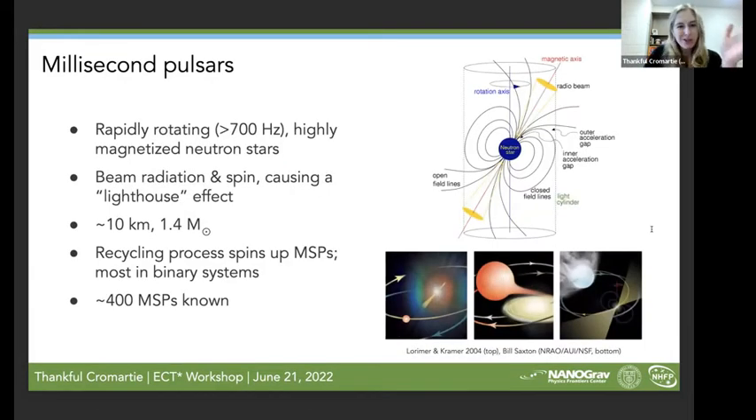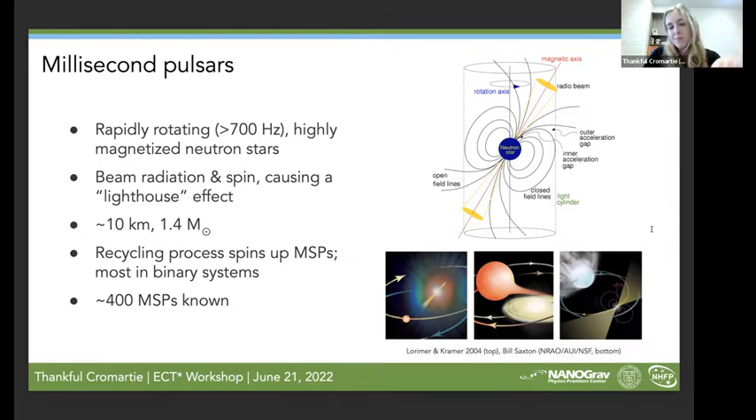Okay, millisecond pulsars, these are a subclass of neutron star, very rapidly rotating, highly magnetized neutron stars. They beam radiation out of their magnetic axes as they spin. We see this as a pulsating signal, but pulsars don't pulse themselves. It's like a lighthouse spinning around in space. We know that there's something like 10 kilometers, 1.4 solar masses, but obviously that is subject to a lot of variation.